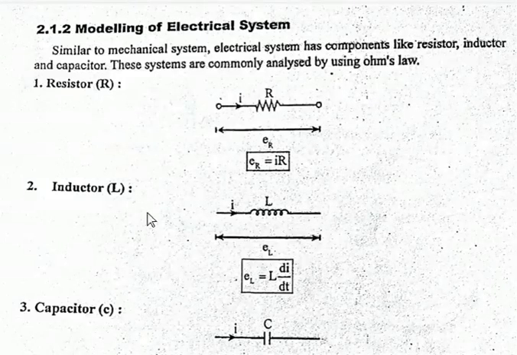Next one is the inductor, indicated by the letter L. Here is the physical representation of an inductor in the control system. Again the current is flowing through this circuit or inductor. So this is EL. How to represent this? EL is equal to L into di by dt. Why do we take L into di by dt? Why not L into I?